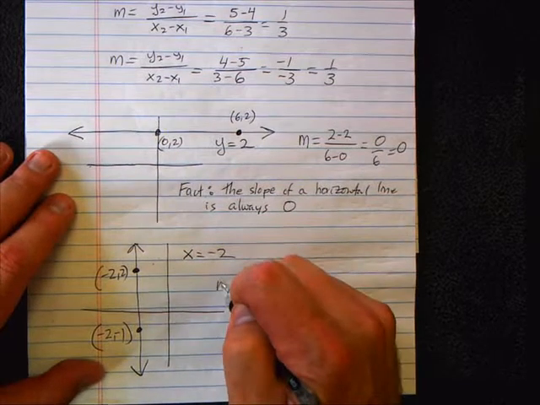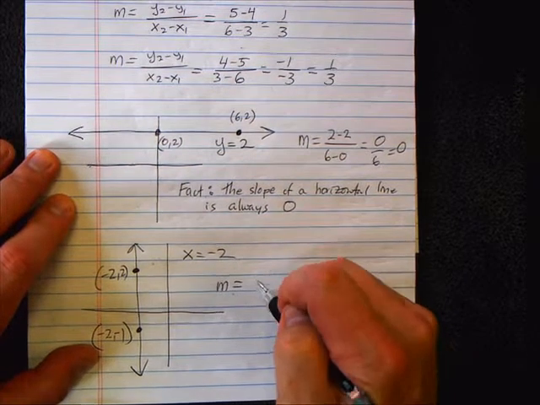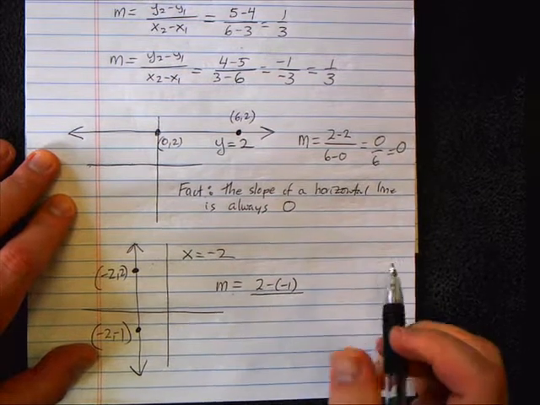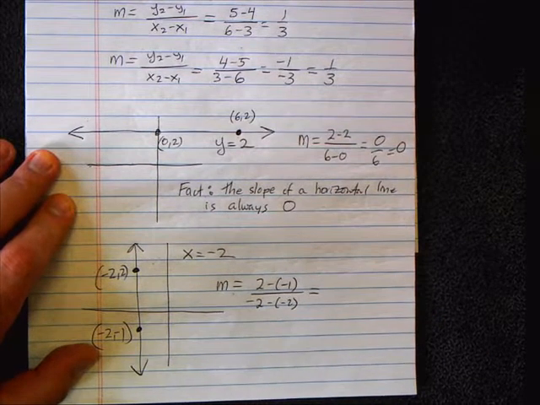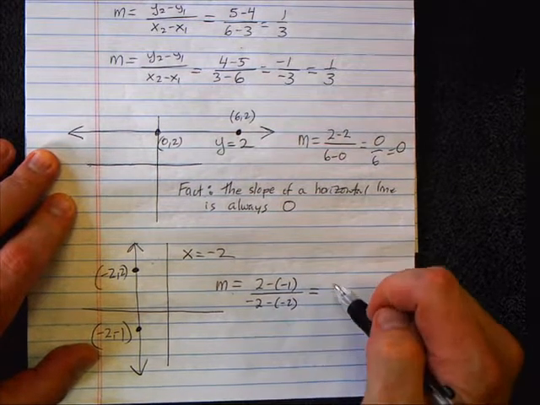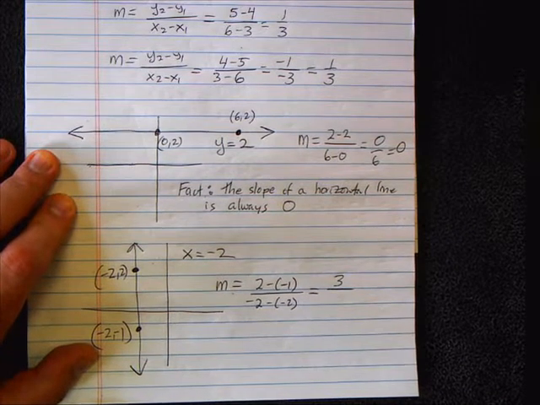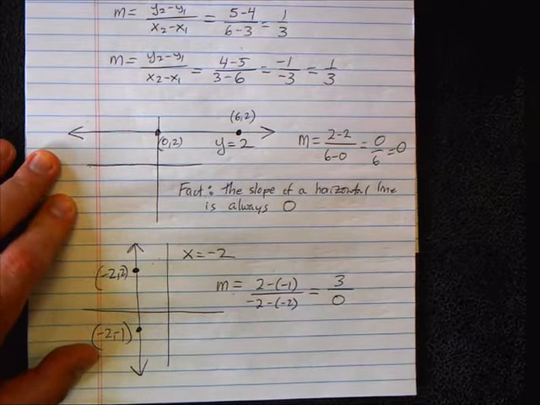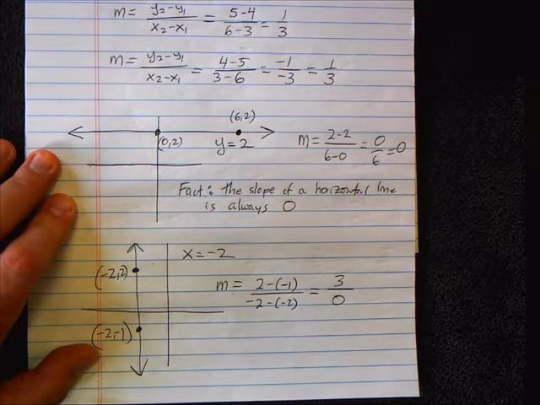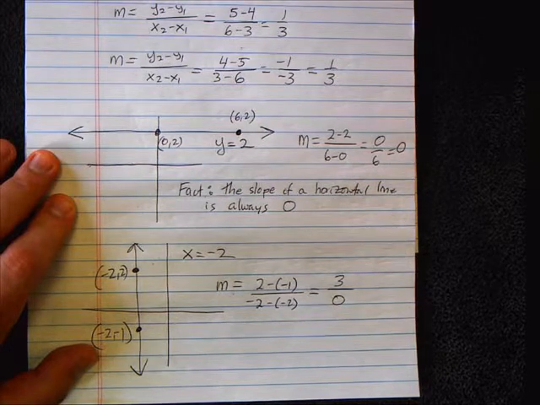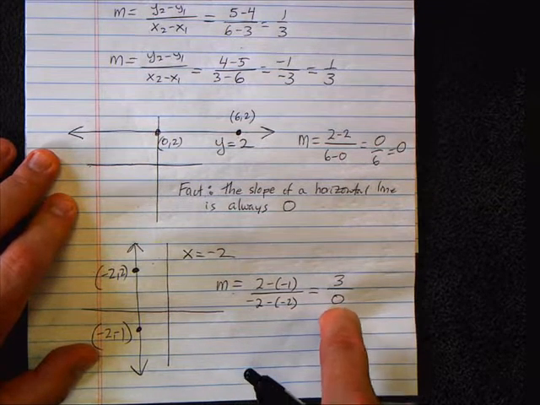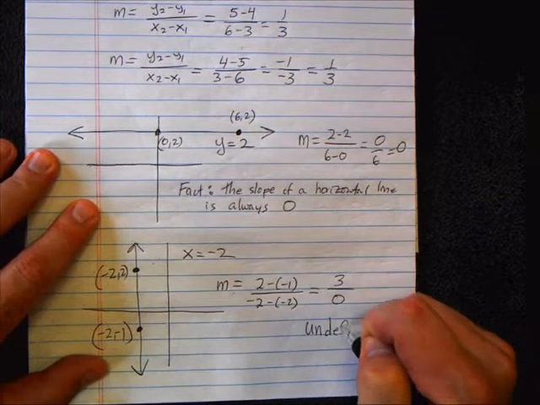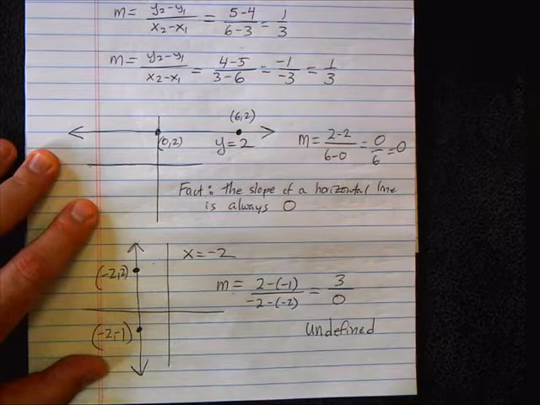So our slope would be, for this case, 2 minus -1 divided by -2 minus -2. What's 2 minus -1? 3. What's -2 minus -2? 0. How much is 3 over 0? Undefined? It's not 0? No, why not? Because you can never have 0 on the denominator. Anytime you have 0 on the denominator, the answer you're going to write is undefined. So, fact.